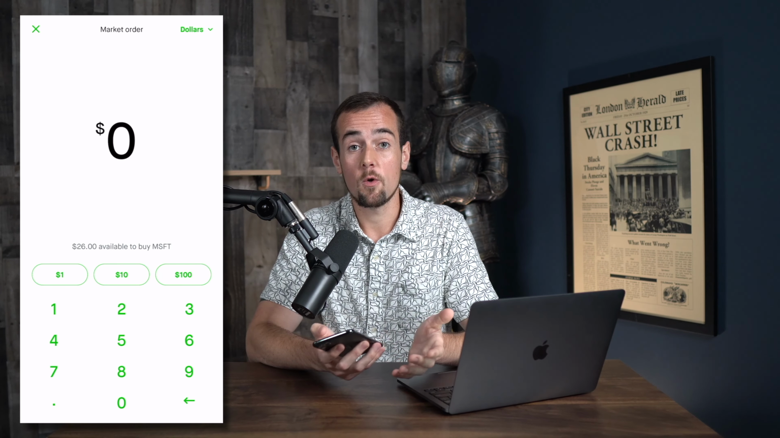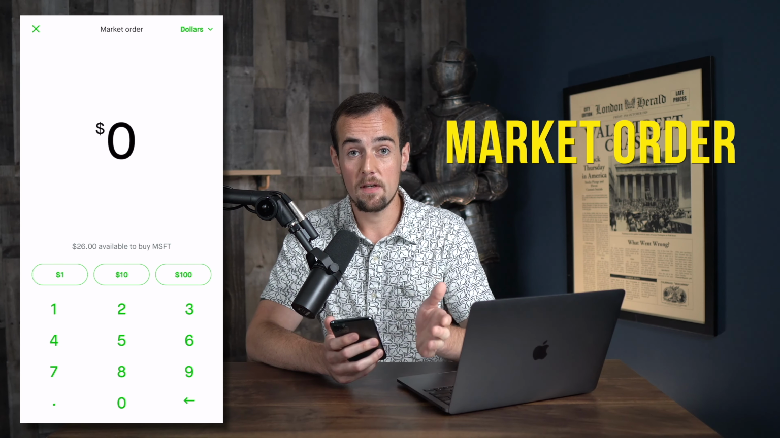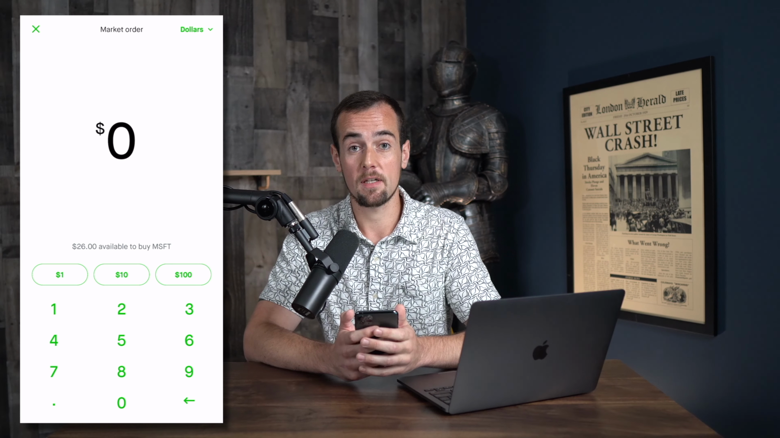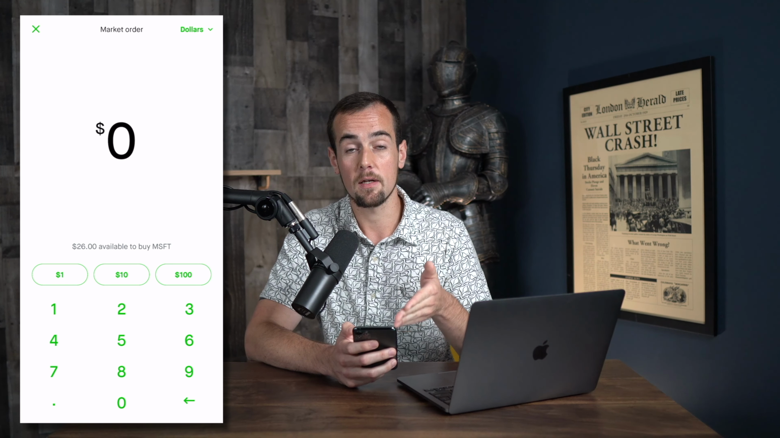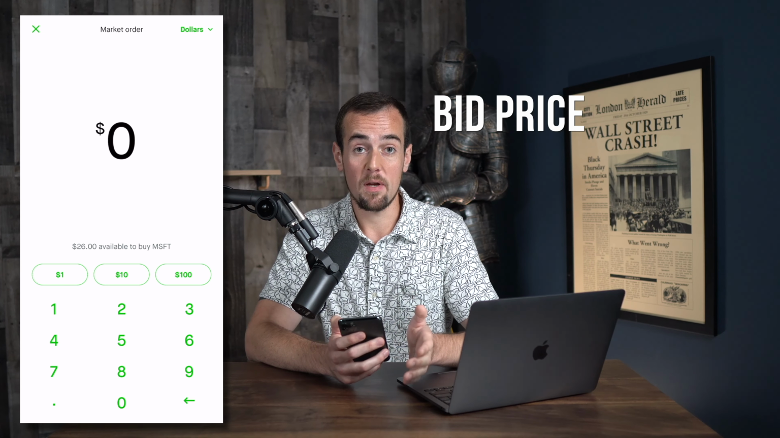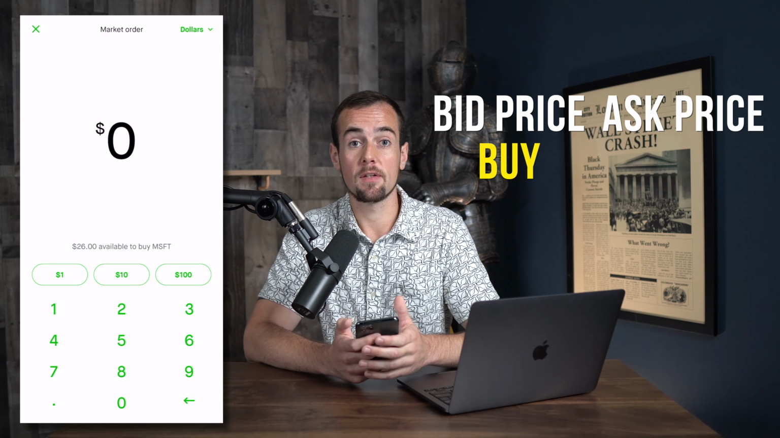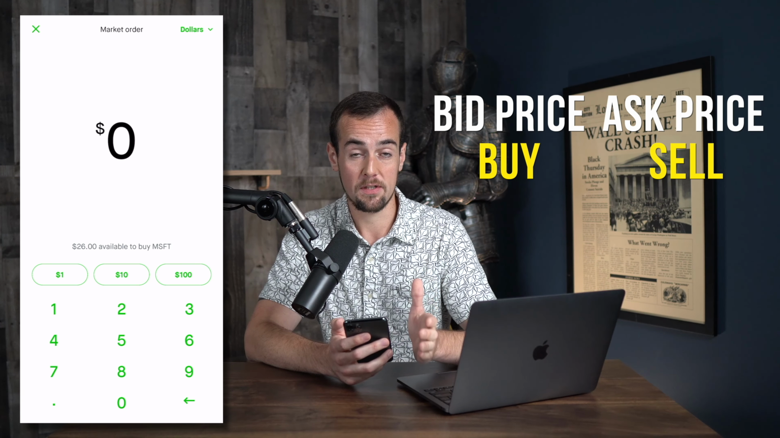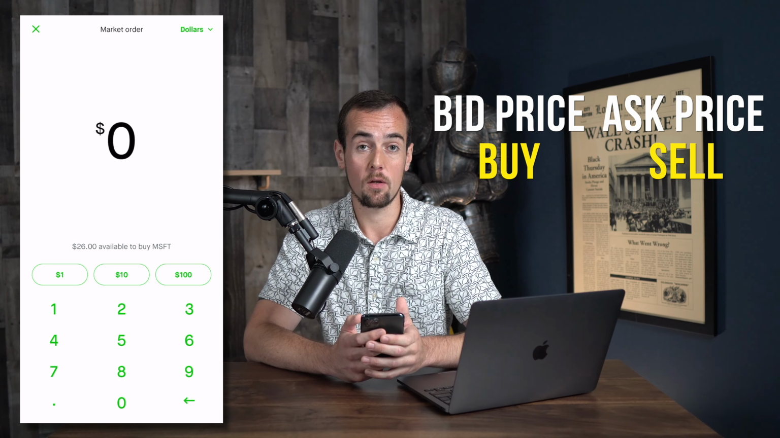When you buy or sell a stock on Robinhood by default during market hours, it's going to be a market order. And this simply means that you're going to get the first available price for buying or selling the stock, and you'll have near immediate order execution. It's usually just a few cents difference between the bid price, or what people are looking to buy the stock for, and the ask price, which is what people are looking to sell the stock for. So when you place a market order, it's going to fall in between those two.